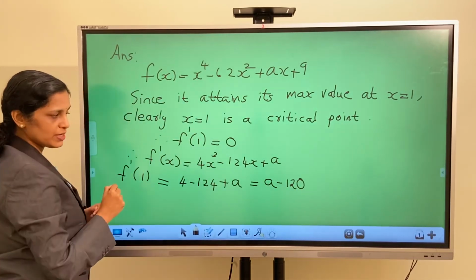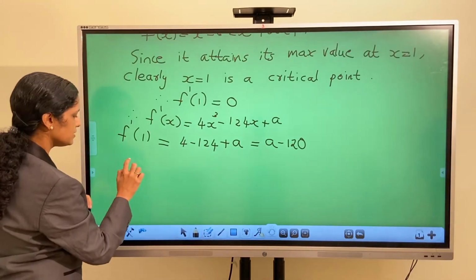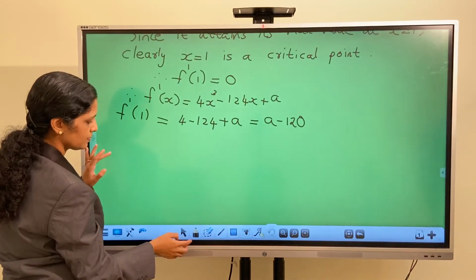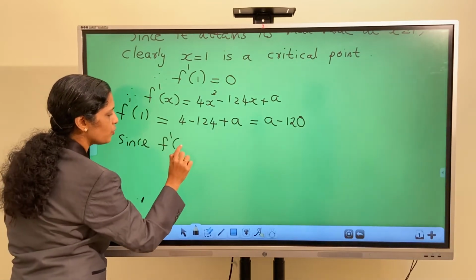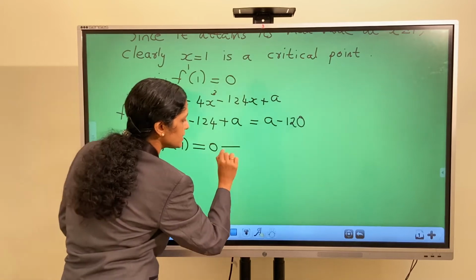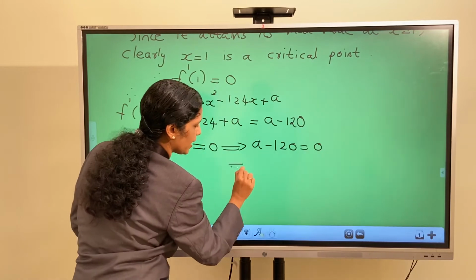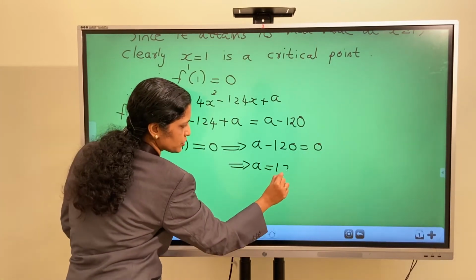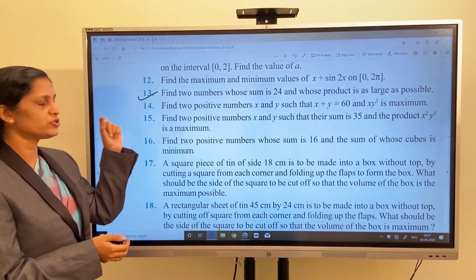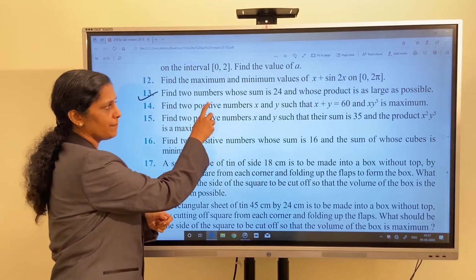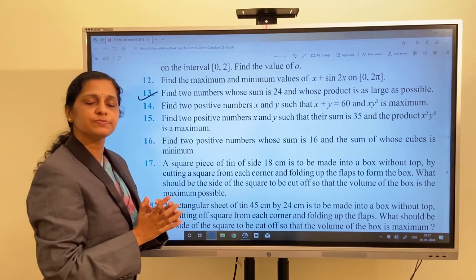We have f dash 1 is equal to 0. Using that, we can write, since f dash 1 is equal to 0, it implies a minus 120 is equal to 0, which implies the value of a is equal to 120. This is the answer. Next question is question number 13. Find two numbers whose sum is 24 and whose product is as large as possible.